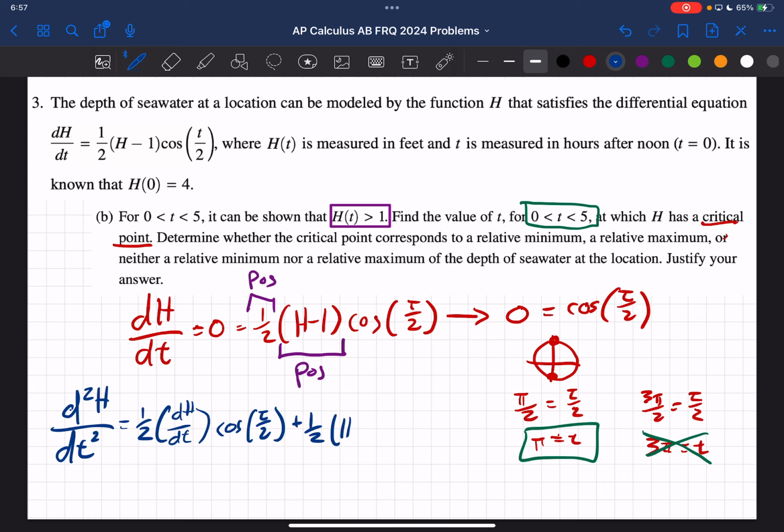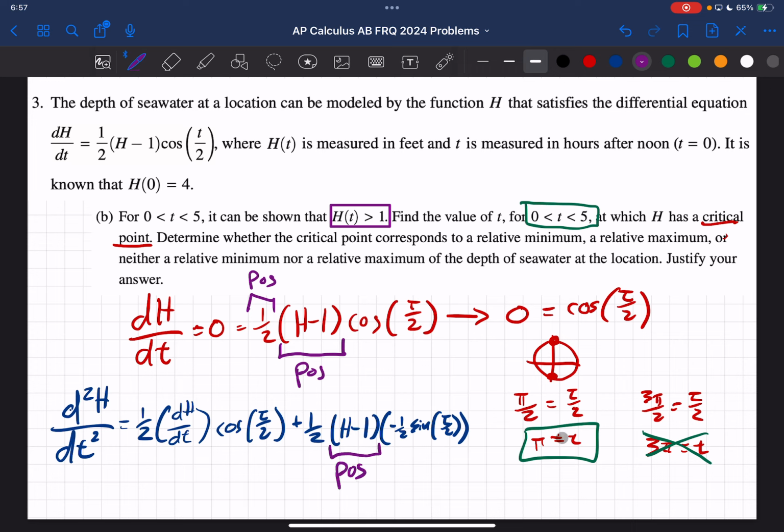Then I'm going to leave h minus 1 alone. Then I'm going to find the derivative, and this is going to be negative 1/2 sine t over 2, like that. And now I want to plug in this point. So what do I know about this point? Well, at this point, h is greater than 1. So that means I know that this is positive.